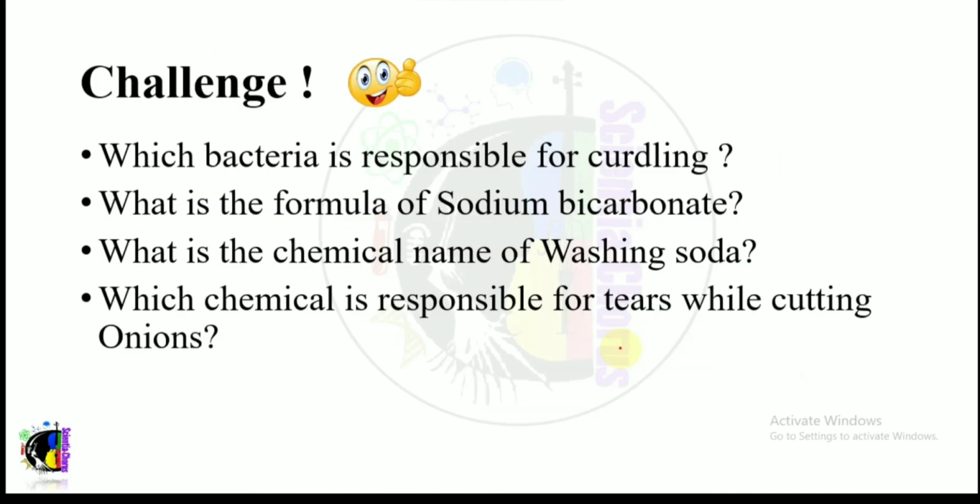Now these are the challenges for you all. There are totally around 4 questions. You can just go through this and you can post your answers in the comment section below.